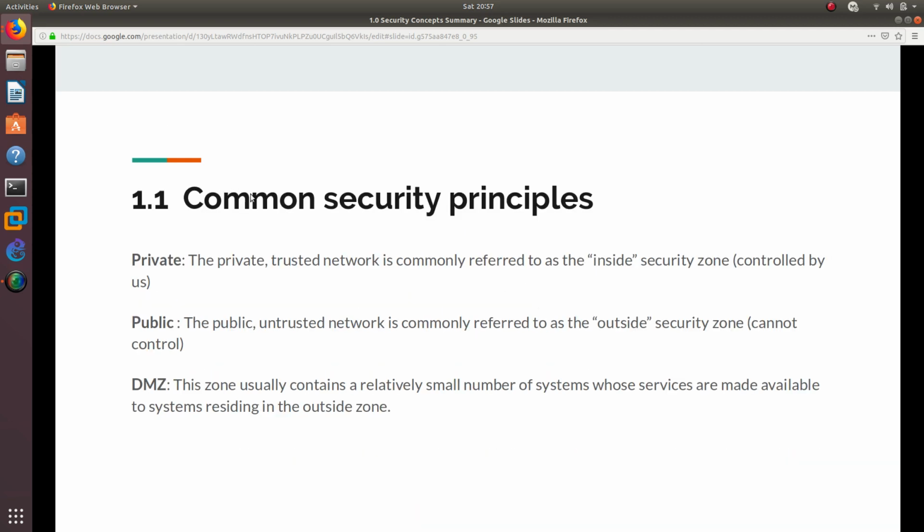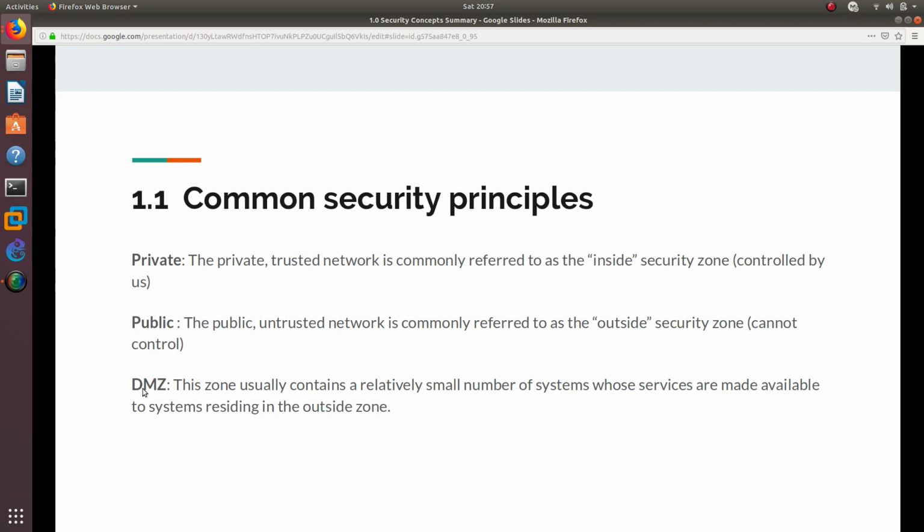And here we go, more common security principles. Now we have these 3 zones that we use. Private is the trusted network, commonly referred to as the inside zone, and it is controlled by us. That's where you put your private network. Then we have the public network, which is the untrusted network, commonly referred to as the outside security zone, and it cannot be controlled by us, right? It is controlled by everybody, I guess.